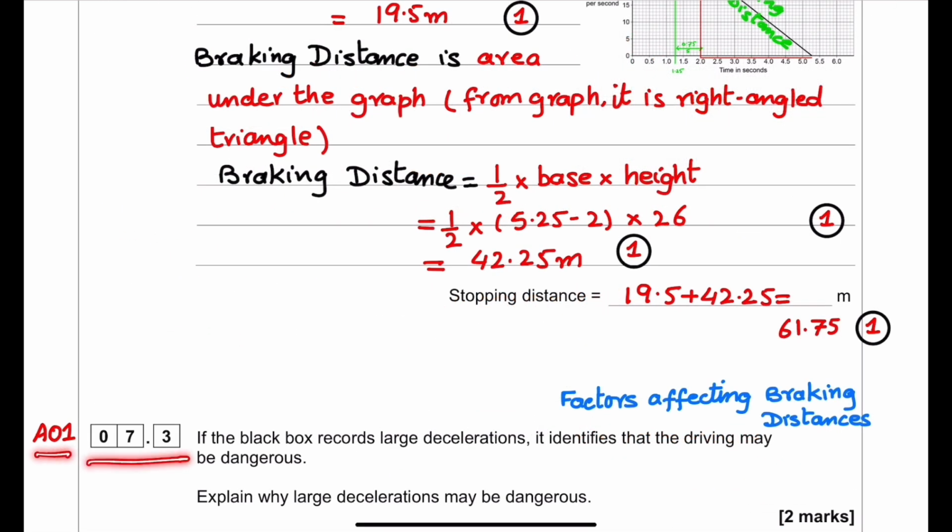7.3 is an AO1 question, and this question is from the topic of factors affecting the braking distance. If the black box records large decelerations, it identifies that the driving may be dangerous. Explain why the large decelerations may be dangerous.